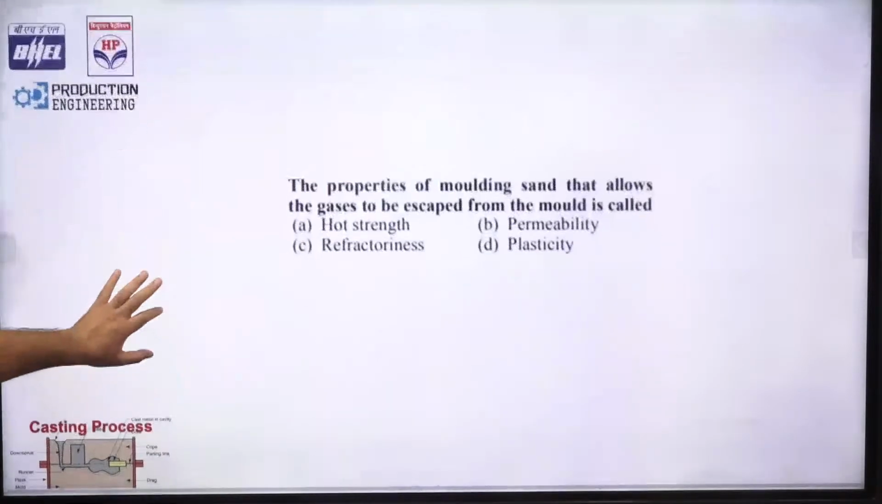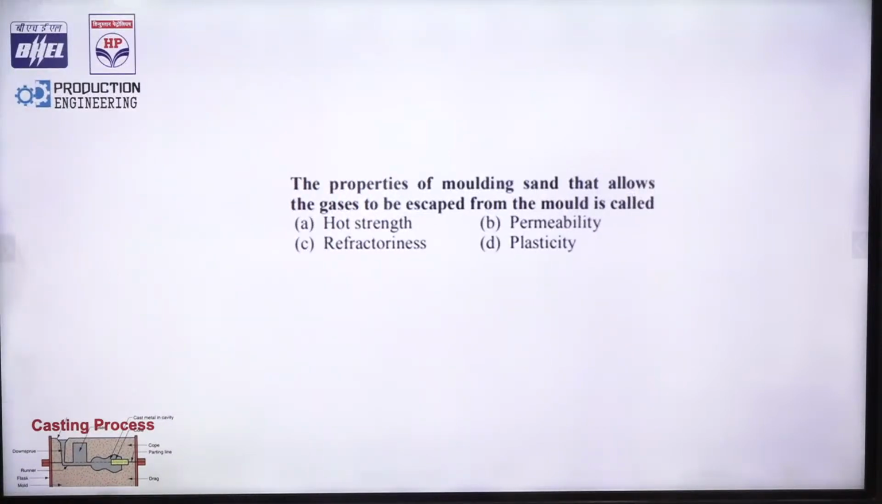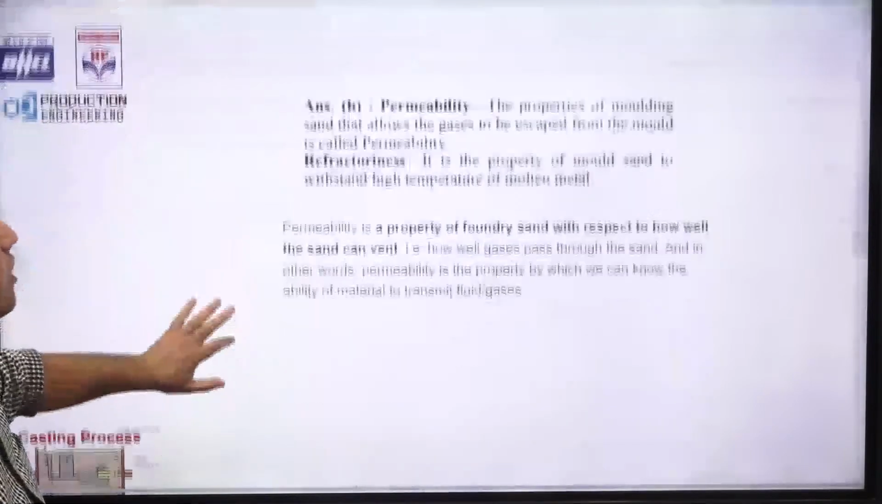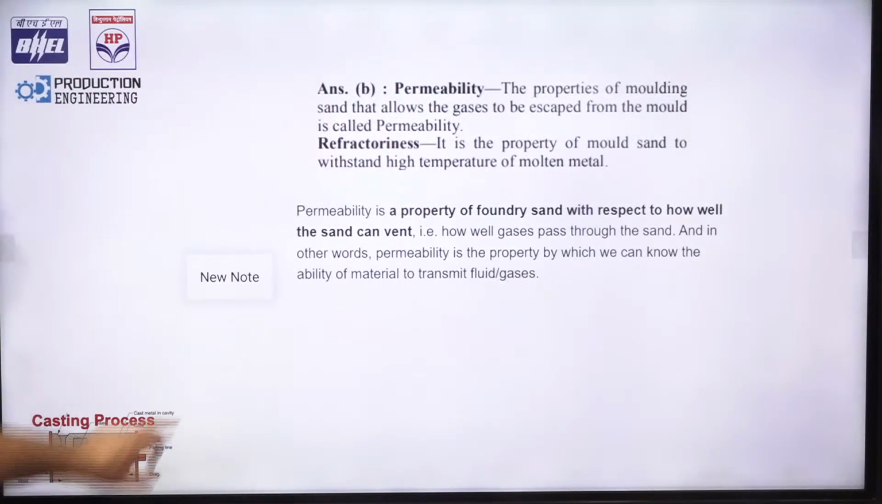Okay, let's go forward. Which property of molding sand allows gases to escape from the mold? Everyone can answer this. Very simple. This is a very simple question, but it is the kind of question which you may get in your exam. So molding sand that allows the gas to escape from the mold, what do you think is the answer? Yes, that is permeability. What is permeability? What is refractoriness? What is flowability? Those things are very important. The property of the molding sand that allows the gas to escape from the mold is called permeability.